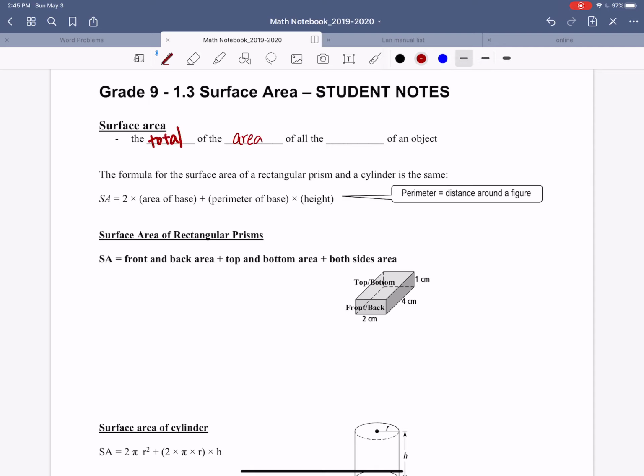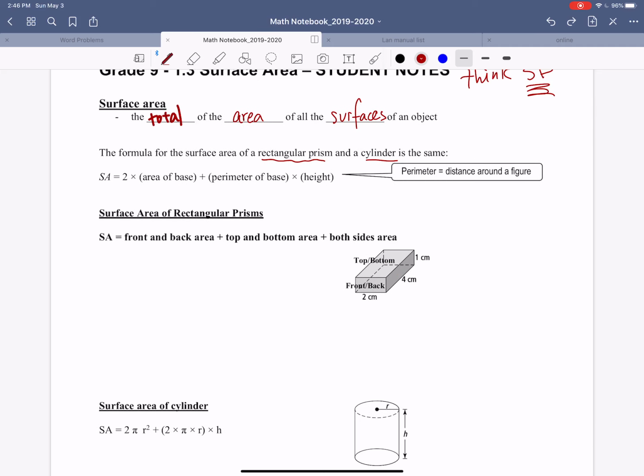So the formula for the surface area of a rectangular prism and a cylinder is the same. Anything that's boxy, like a rectangular box or a squarey box, is the same. It's basically all the sides: this side times 2 plus this side times 2 plus this side times 2, and you're done. If you understand the formula, you don't have to memorize the formula at all.